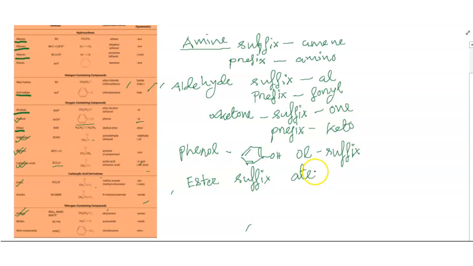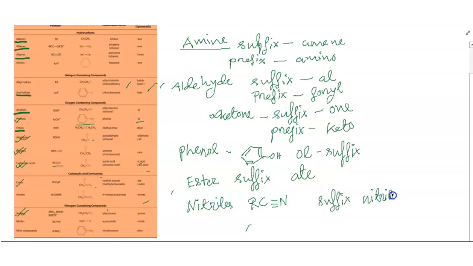The suffix is ate, and an example is methyl acetate. And next is carboxylic acid, which I have already discussed. Another is nitriles. Nitrile is RC triple bond N, and the suffix is nitrile.